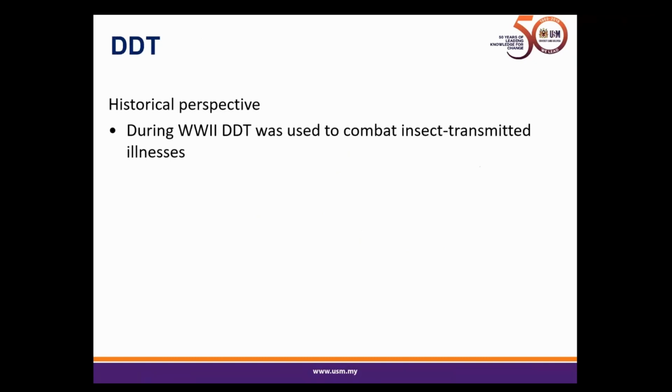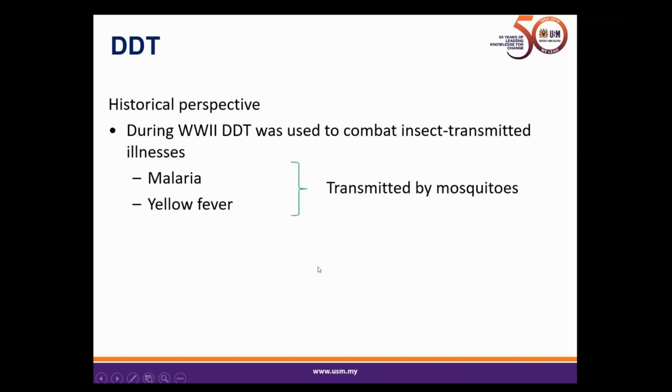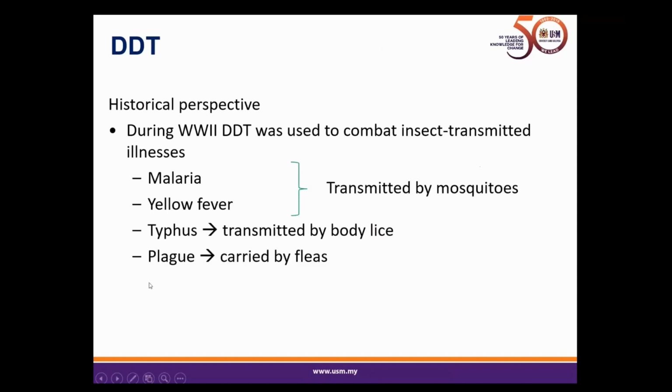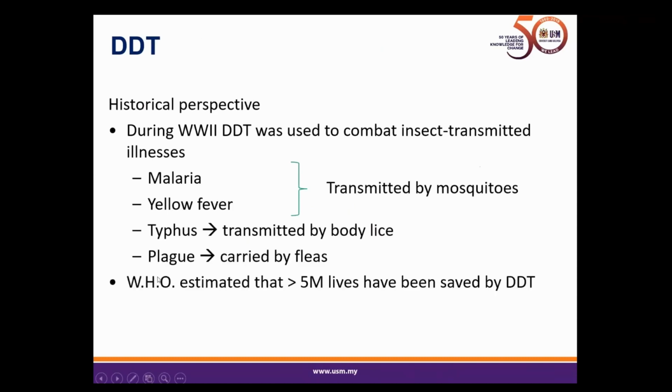From a historical perspective, it was widely used to control insect-borne diseases such as malaria, yellow fever, that are transmitted by mosquitoes, typhus, plague, and so on. And because of its wide use during World War II and slightly after World War II, WHO, the World Health Organization, has estimated that more than 5 million lives have been saved by DDT because of its use as an insecticide.